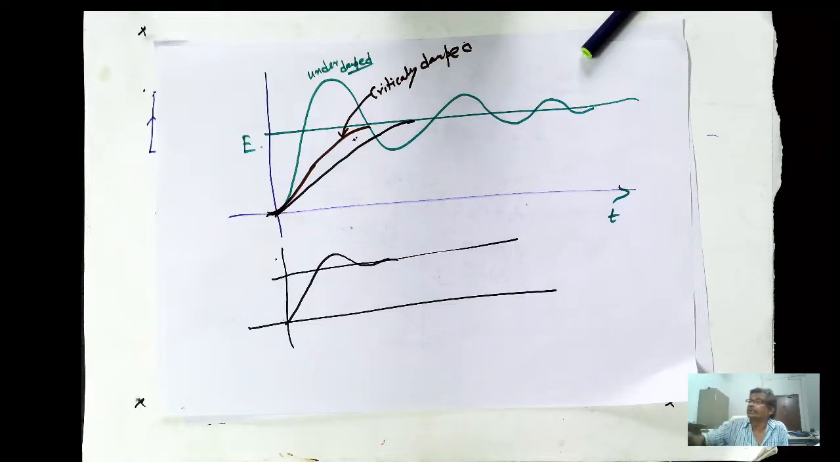But the way it will reach those final states is decided by the positions of the characteristic roots, whether they are complex conjugate, whether they are real and equal, and whether they are real, negative, and not equal. So you please go through those things.